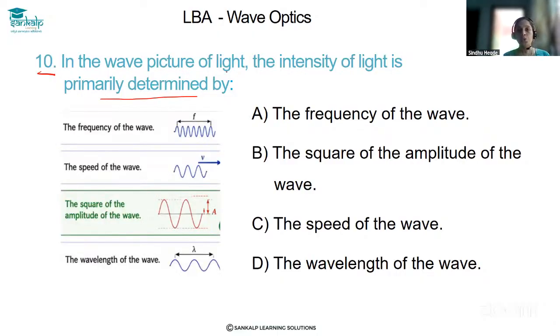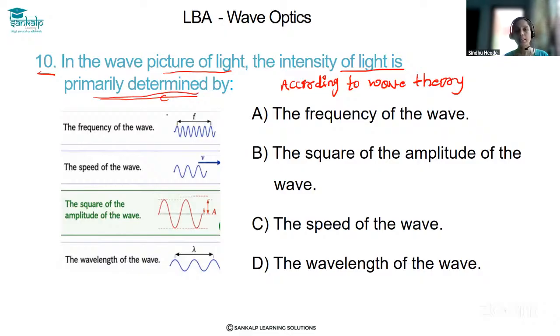In wave picture of light means nothing but according to wave theory, intensity of light is primarily determined by what? According to wave theory, intensity of light is directly proportional to square of the amplitude. This is the standard statement of wave theory. Intensity is always directly proportional to square of the amplitude.